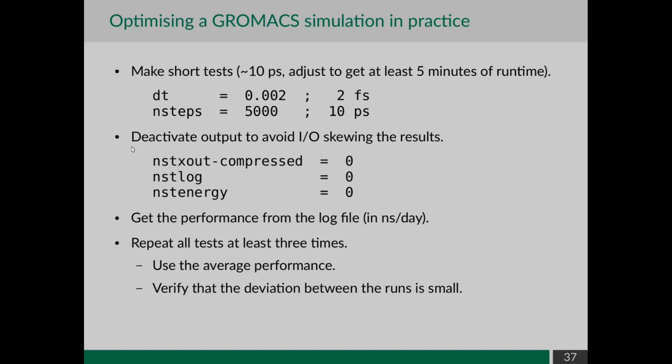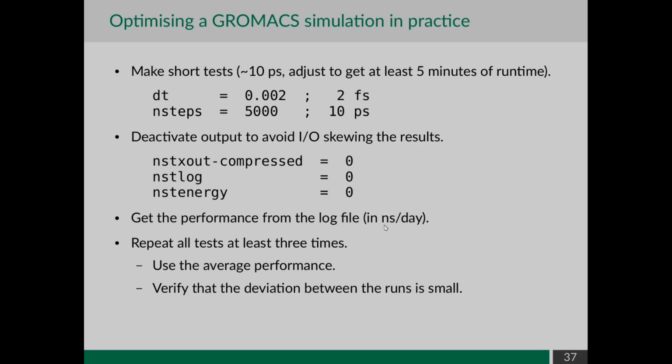While you perform your test, you should always deactivate the output to avoid input-output problems. For instance, if the file system was slow, this could actually slow down Gromacs and could end up skewing your results. You don't want that. You're not interested in the output files, you just want the speed of the simulation. So you can set the output trajectory, log file, and energy calculation so it never happens.